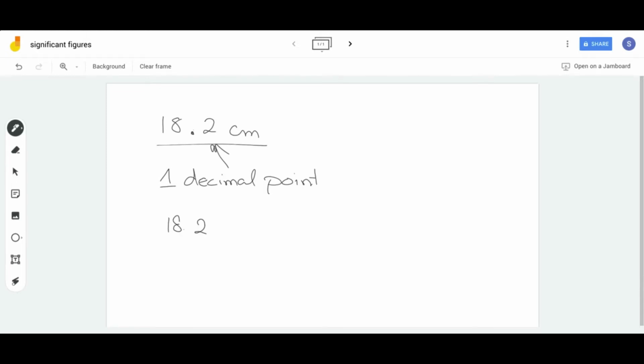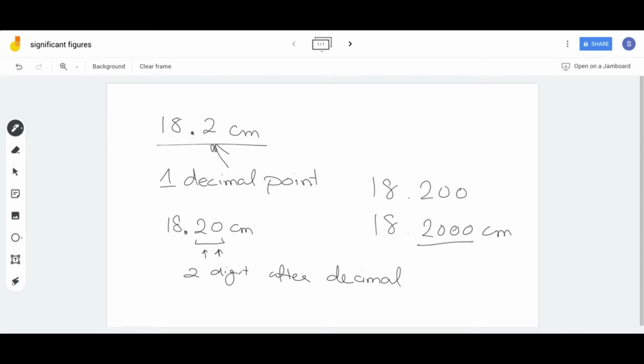Now, if I were to do 18.20 centimeters, that makes it two digits after the decimal, and that means this is up to two decimal points. Similarly, you can go on to 18.2000 centimeters, and this would be four decimal points. So you can do measurements where your instrument is precise to about four decimal points, and that's why you're including that fourth number.